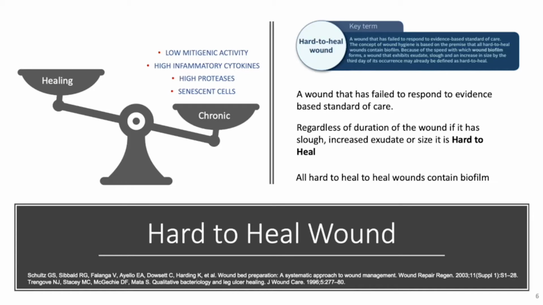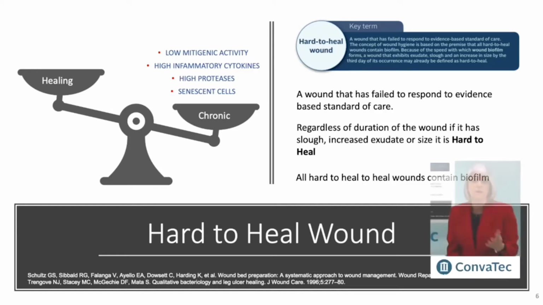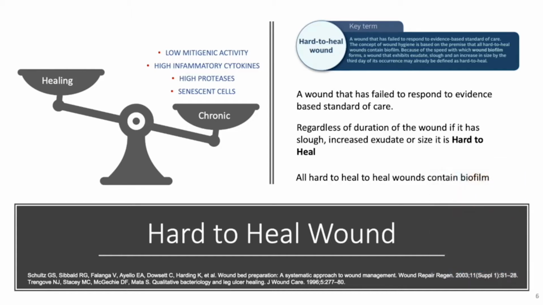So a hard to heal wound is a wound that has failed to respond to evidence-based standard of care. So if you've determined that this is a healable wound, it's not malignant, that it has enough blood flow for healing, and in spite of that and your appropriate care, it still hasn't gone on to heal, then it is a hard to heal wound, and hard to heal wounds equal biofilm. And that is regardless of the duration of the wound. In 2016, the International Wound Infection Institute actually removed the time frame in its definition of a chronic wound as well. So if you have slough, increased size, or increased exudate, then it is deemed, according to this definition, hard to heal.